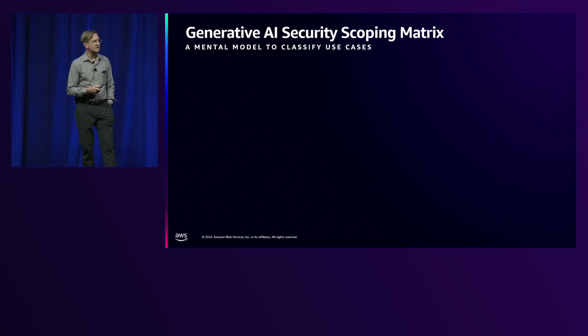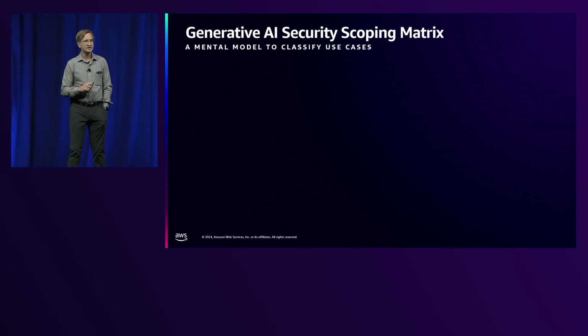Another useful mental model that we use at AWS to help customers wrap their heads around this problem is what we call the generative AI security scoping matrix.